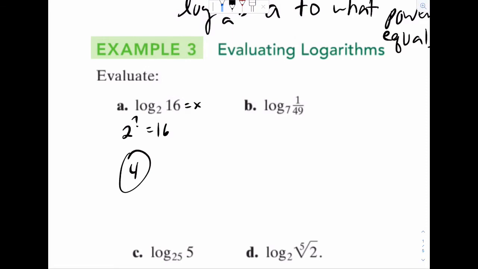Now, if you didn't like that, this is what you should do. You make it equal to x and just convert it. Just look at that. We can see x would be 4. So you do the same thing here. 7 to the x equals 1 over 49. So you should get negative 2.